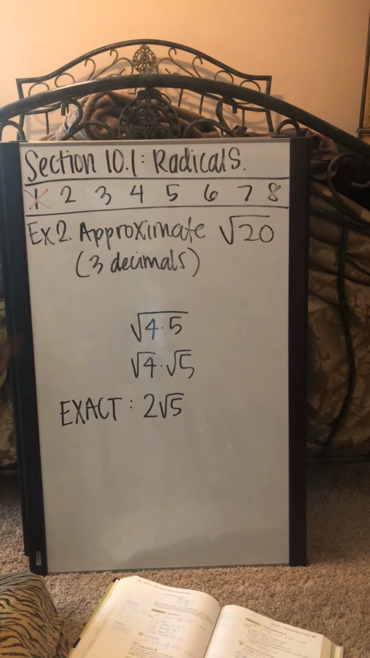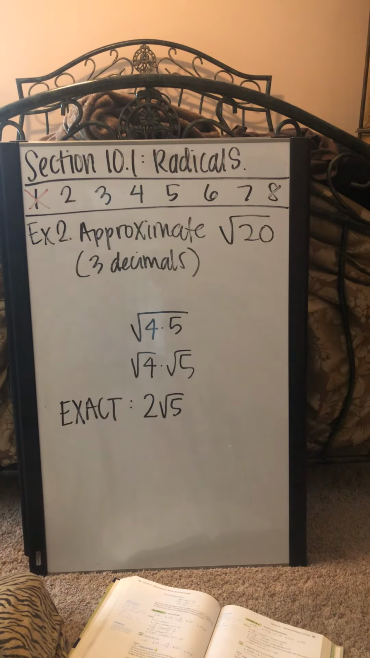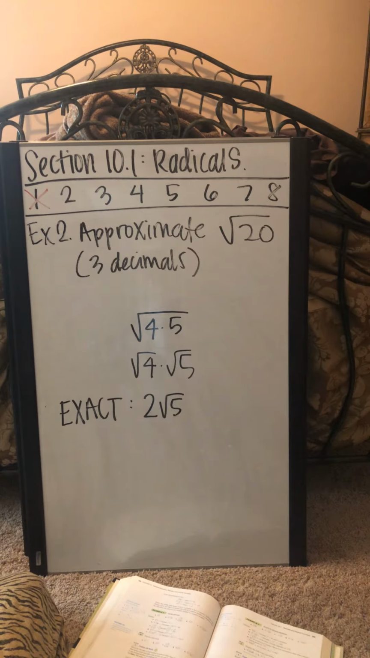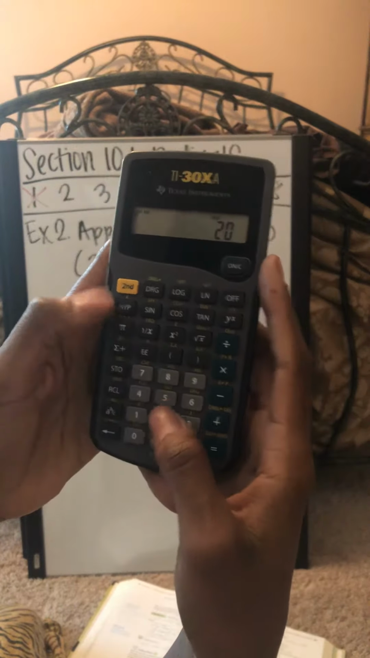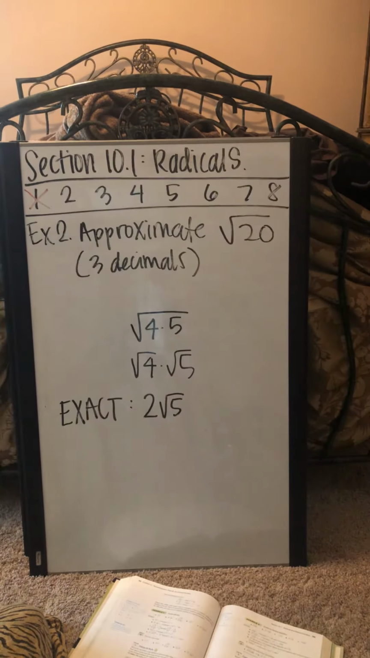They do not want the exact answer, they want the approximate answer, which means we're going to be dealing with decimals. So whenever you see approximate, you are free to use your calculator. That's probably the best way to go, because we don't know what the square root of 5 is off the top of our head. All we know is where it's in between. So with your calculator, you would do 20 and then hit the square root button, or depending on what type of calculator you have, you do the square root and then hit 20.